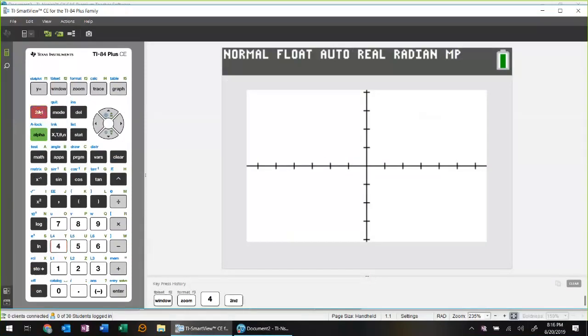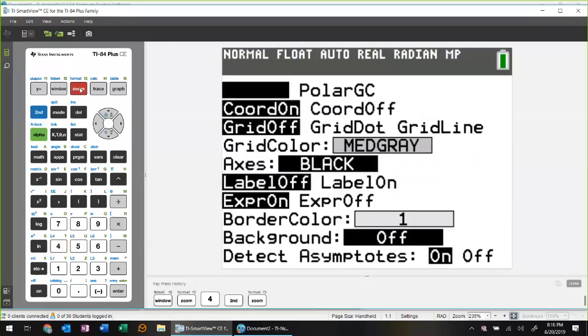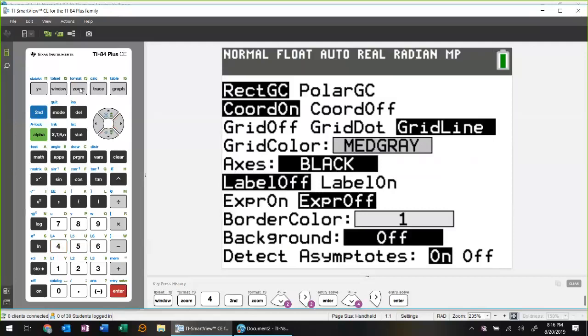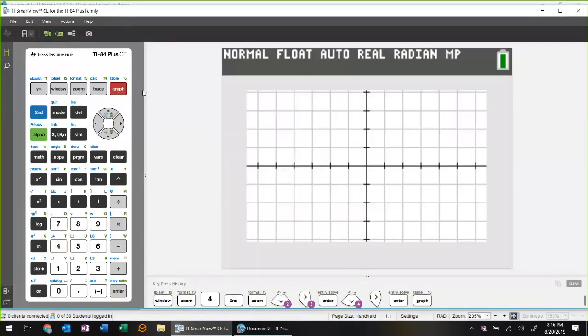So I'll press second, format, and I'll go down and turn on the grid line. And while I'm at it, I'm also going to go down and turn expressions off. So now if I were to look at the graph, I've got a grid and it's square. That's one reason I like zoom decimal. And second, I've got the grid on, and when I graph my equation, I will have no expression at top.